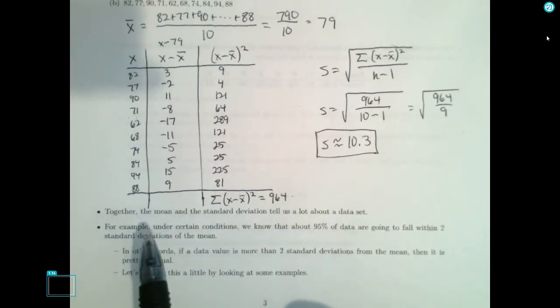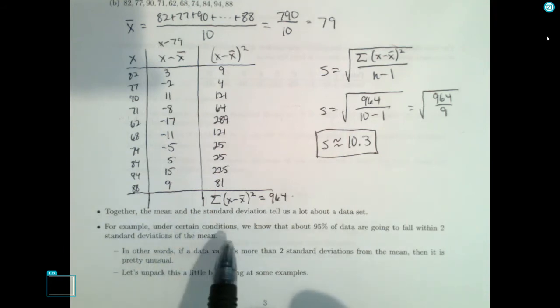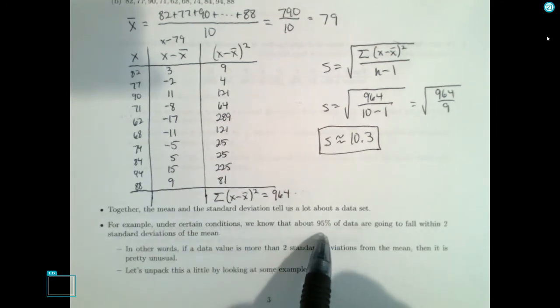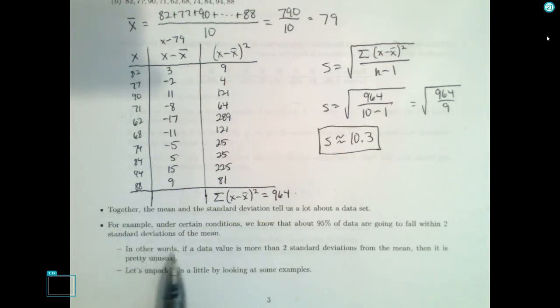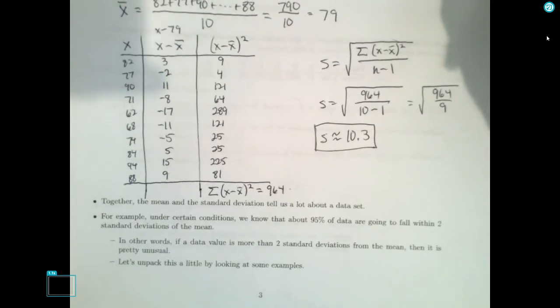For example, one thing that we know is that under certain conditions, this isn't true for all data sets, but for certain data sets, which we'll talk about a little bit later, about 95% of the data are going to fall within 2 standard deviations of the mean, which is a very confusing statement when you first read it. But we're going to try to unpack this by looking at a couple examples, right? The idea is that if a data value is more than 2 standard deviations from the mean, either 2 standard deviations above or 2 standard deviations below, then it's a pretty unusual thing. So let's unpack this a little bit by looking at some examples.